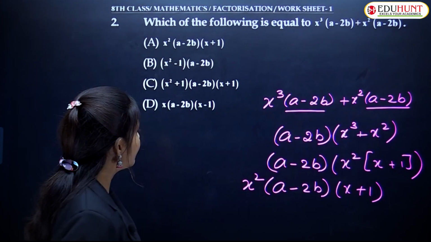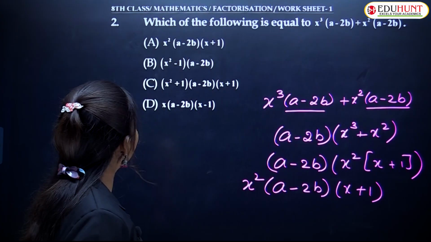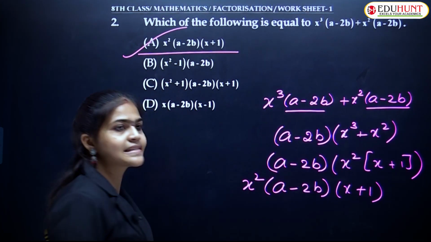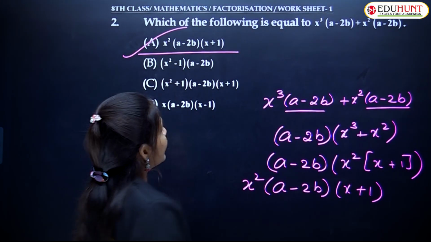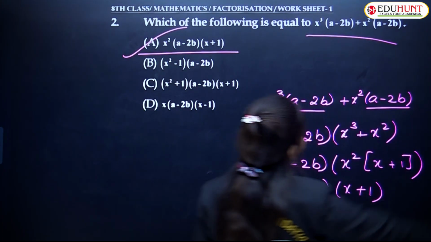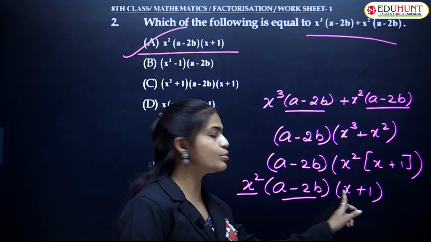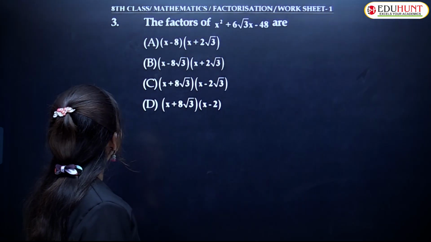Understand? That option is there, they have given or not? See here ma, x square into a minus 2b into x plus 1. So which option is correct here? Option A is correct. Understand ma? Which of the following is equal to x cube into a minus 2b plus x square into a minus 2b? It is equal to x square into a minus 2b into x plus 1. Clear? Yes. Let us see the next one, the third one.